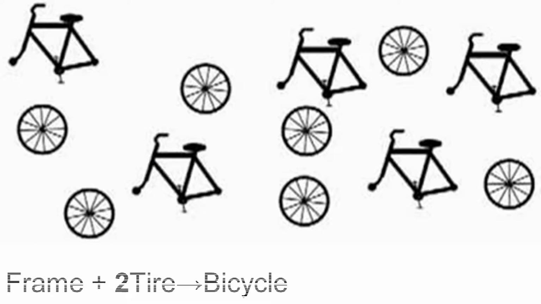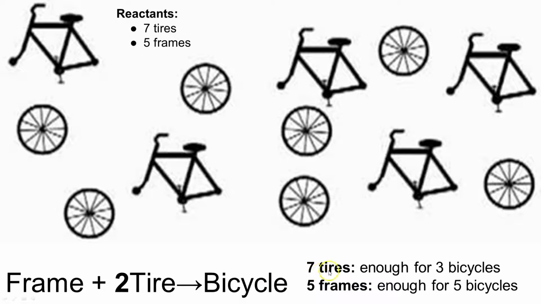Let's look at another theoretical example. Here the formula is a frame plus 2 tires makes a bicycle. There's other parts, but we'll ignore those for now. Now here I have 7 tires and 5 frames. You might think that the frames are the limiting reactant because I only have 5 of those, whereas I had more than that for the number of tires. But I have to look at this ratio in there. 7 tires is enough for 3 bicycles, plus 1 left over, but we're not making unicycles here.